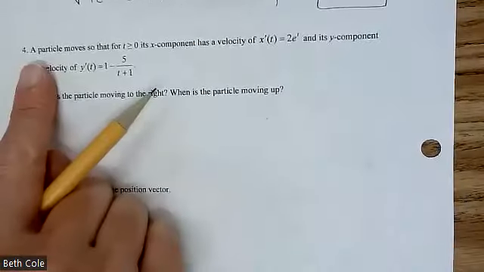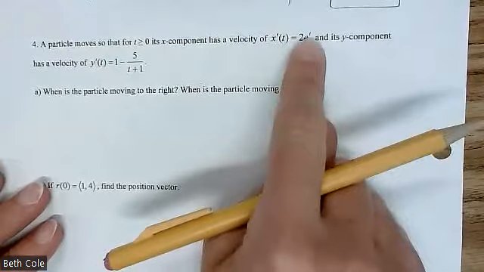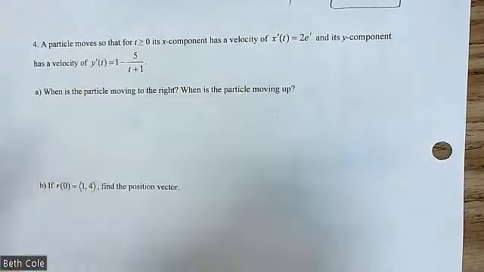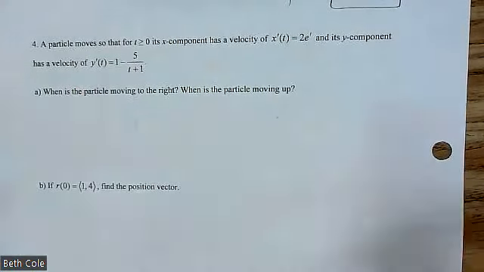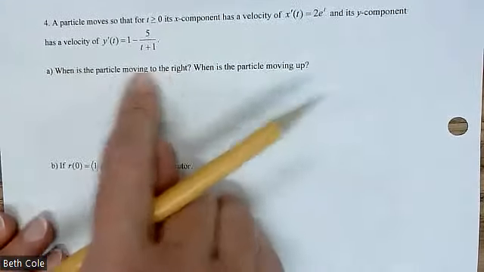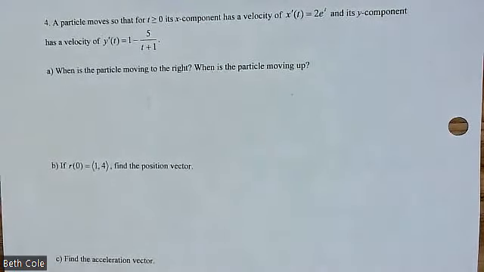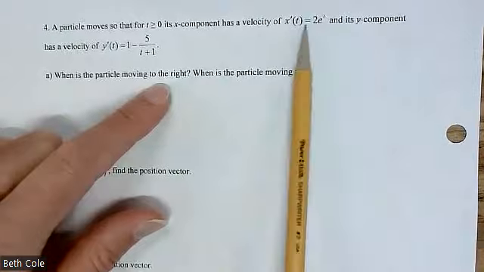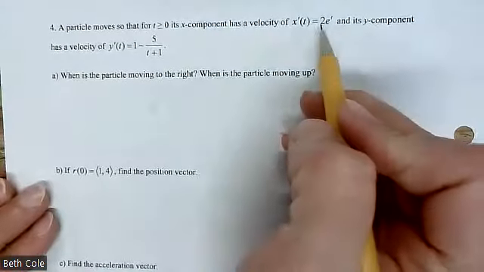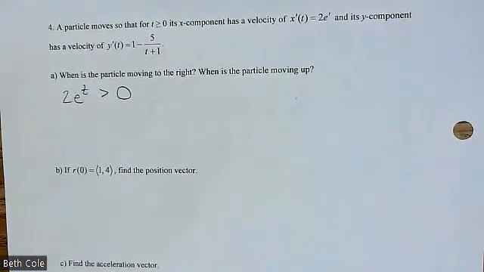All right, one more. Particle is moving, times are positive. X component has a velocity of this. Y component has a velocity of this. So they gave us basically a velocity vector. They just wrote it separate like that. Part A, and actually we'll just do the first part of part A. It's like part A1. Moving to the right, left and right, would that be X or Y that we're looking at? Which component? The X. And moving to the right means that this would be positive. Okay, so we're going to take this 2e to the t and say that needs to be bigger than 0.